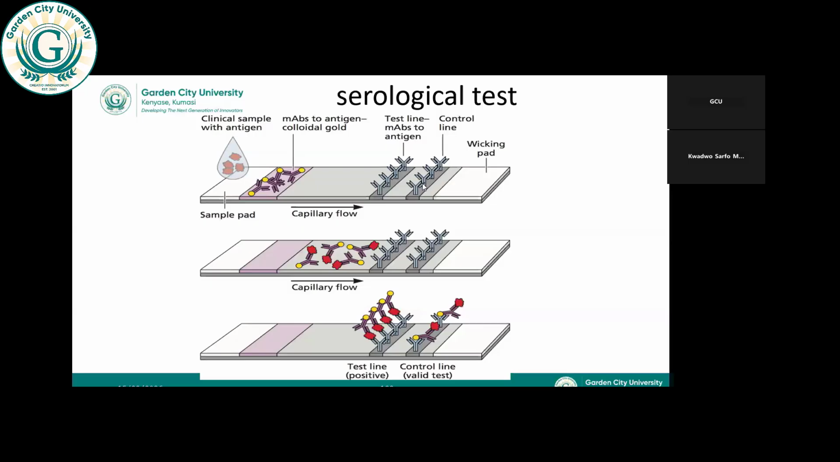Are you seeing the cursor? Yes, sir. These are anti-immunoglobulins. They are non-specific to an antigen. They bind to the monoclonal antibodies. They bind to these ones. And these ones are already on the cassette when the manufacturer produces them.